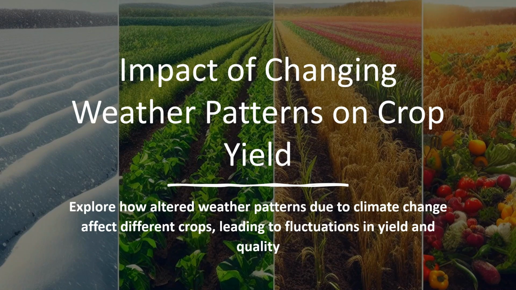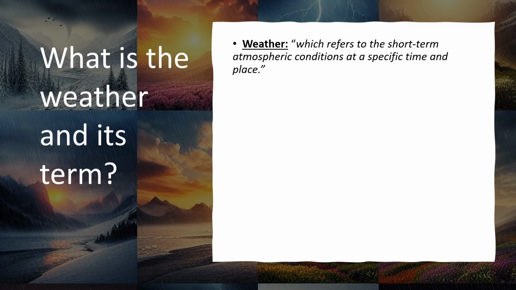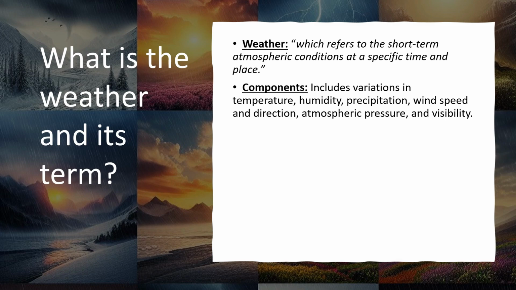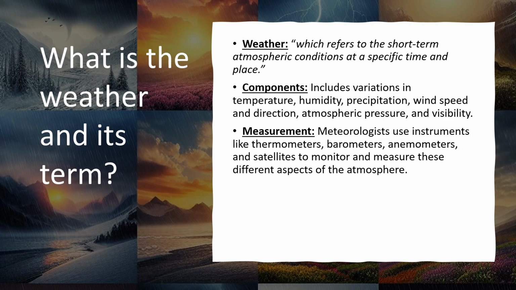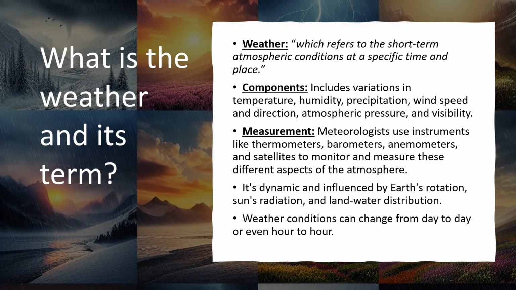What is the weather? Weather refers to the short-term atmospheric conditions at a specific time and place. Components include variations in temperature, humidity, precipitation, wind speed and direction, atmospheric pressure, and visibility. Measurement: meteorologists use instruments like thermometers, barometers, anemometers, and satellites to monitor and measure these different aspects of the atmosphere. It's dynamic and influenced by Earth's rotation, sun's radiation, and land-water distribution. Weather conditions can change from day to day or even hour to hour.